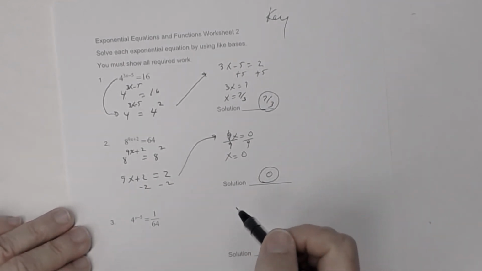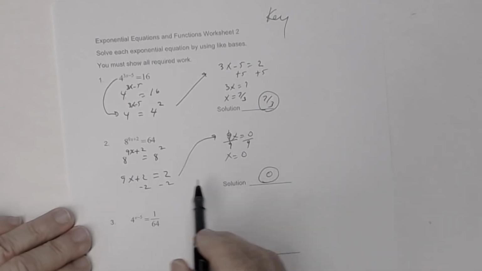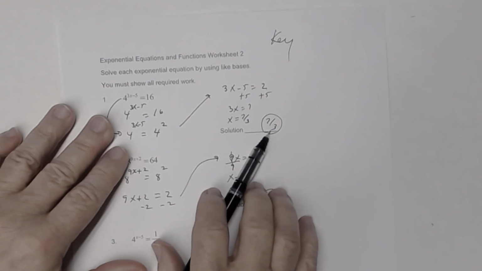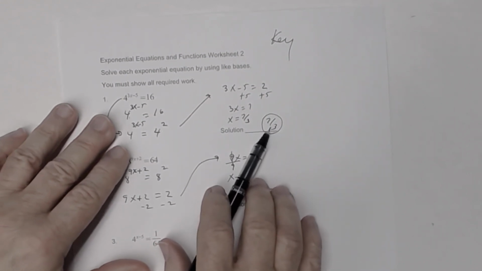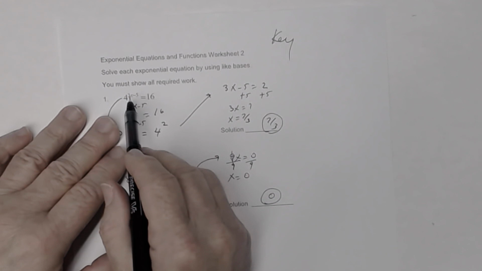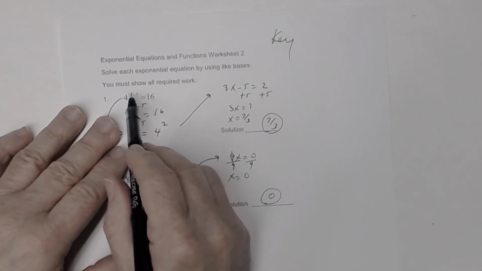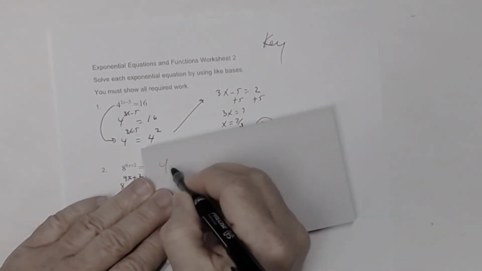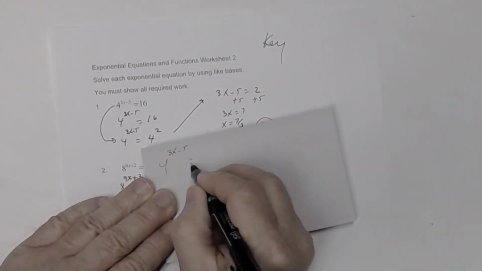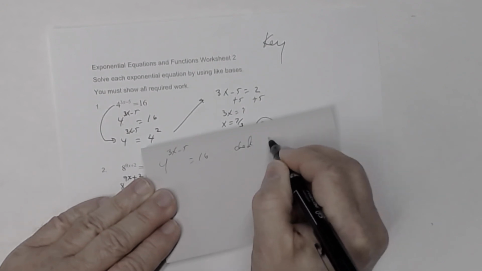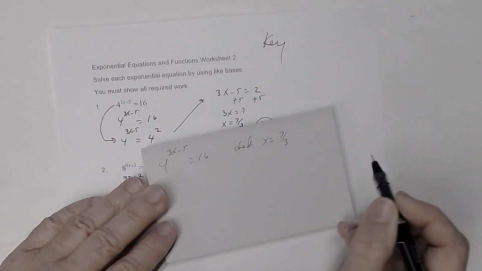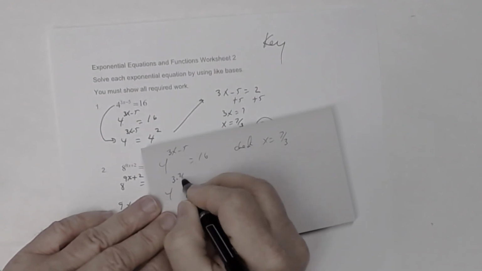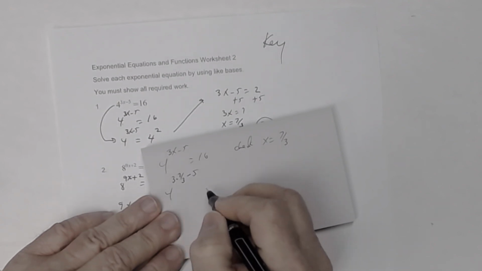All right. And you could easily check these. For example, watch. Let's go back and check these visually. So 7/3. So 3 times 7/3. Let me write this on here. Okay, watch. So 4 to the 3x minus 5 equals 16. We're checking that x equals 7/3 is a solution. So I get 4 to the 3 times x, which is 7/3, and then whatever that is, I'm going to subtract 5.